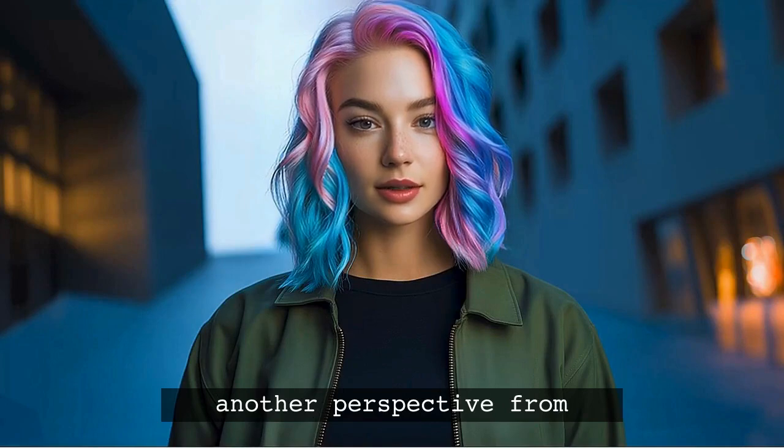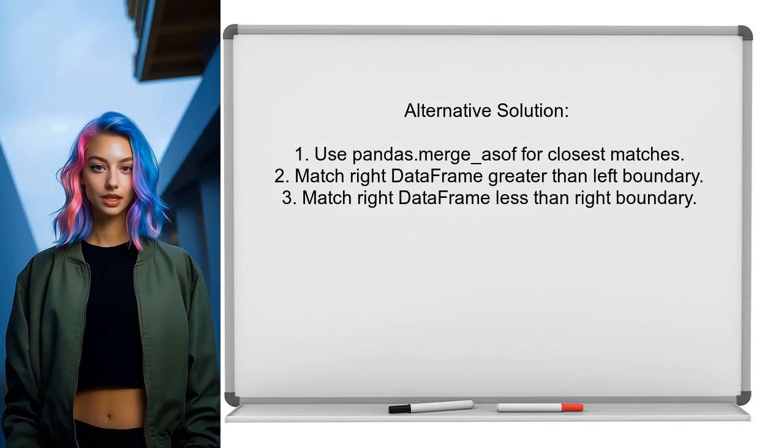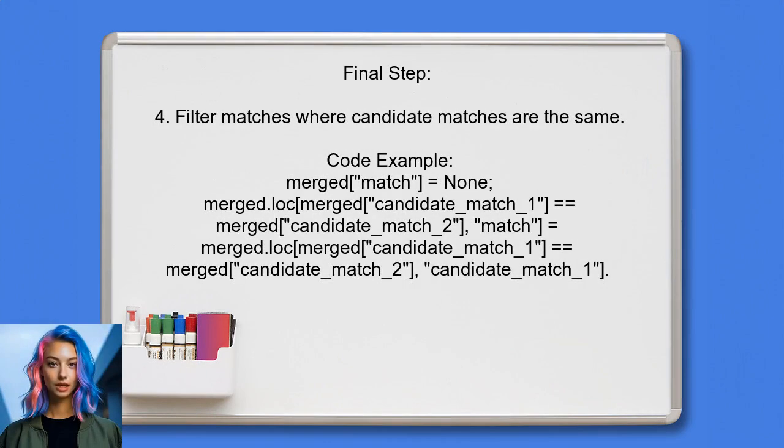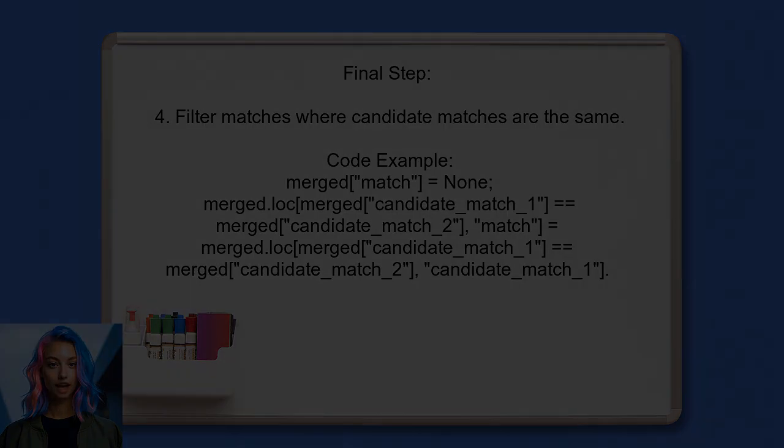Let's check out another perspective from a different user. An alternative solution involves using the pandas.merge_asof function. This method allows you to perform a join based on the closest match. First, you find matches from the right data frame that are greater than the left boundary, and then you find matches that are less than the right boundary. After merging, you can filter the results to keep only those where the matches are the same, indicating that the values from the right data frame fall between the two columns of the left data frame.